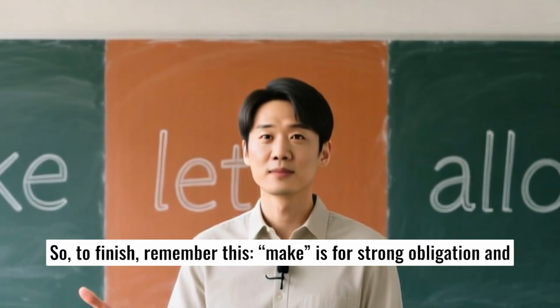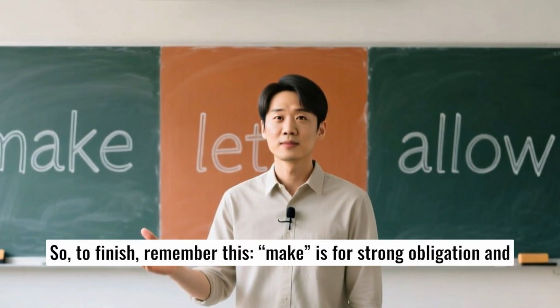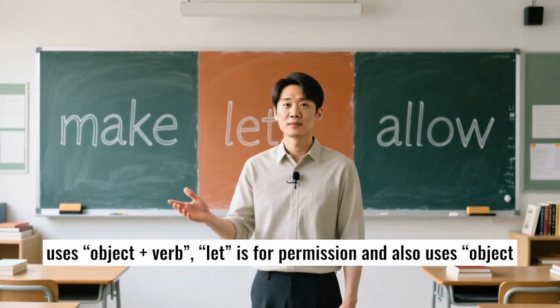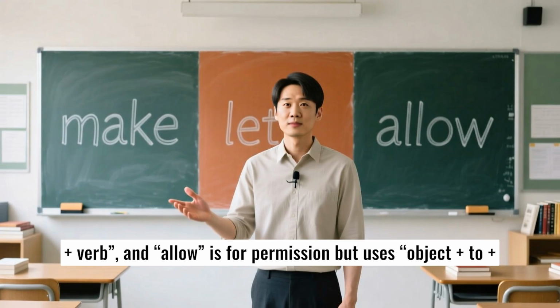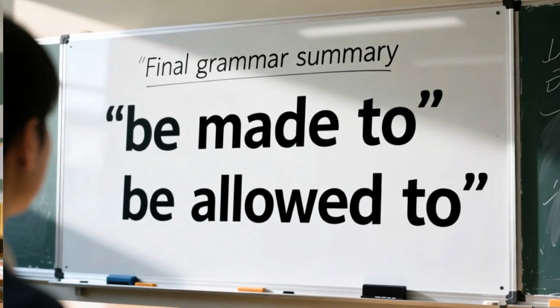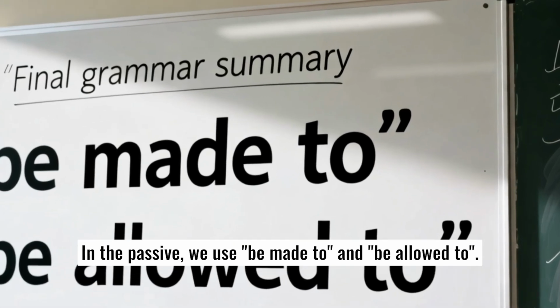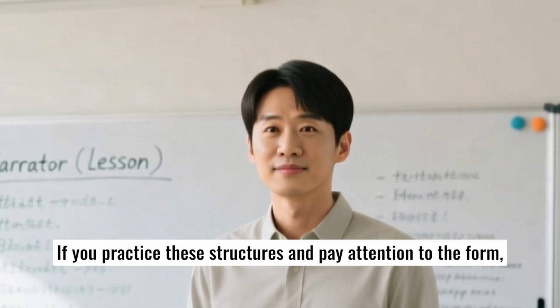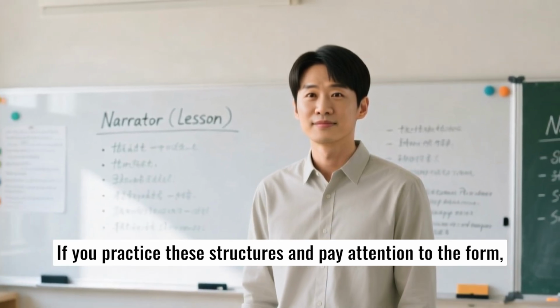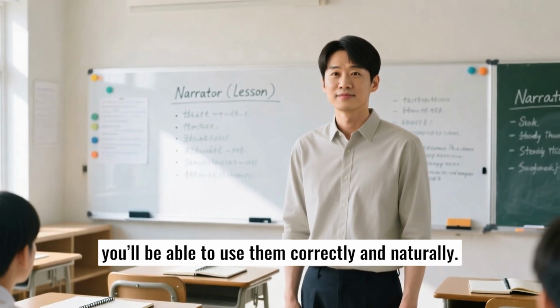So to finish, remember this. Make is for strong obligation and uses object plus verb. Let is for permission and also uses object plus verb. And allow is for permission but uses object plus to plus verb. In the passive, we use be made to and be allowed to. If you practice these structures and pay attention to the form, you'll be able to use them correctly and naturally.